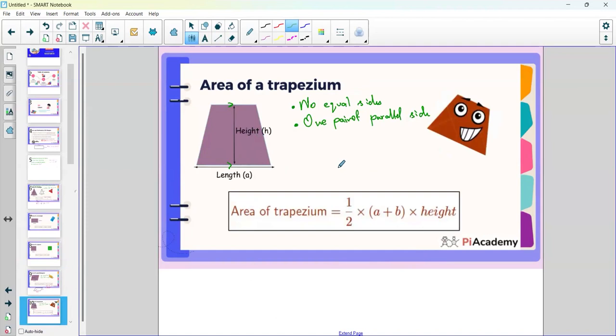So just like the formula for a triangle, which is half times base times height, over here in a trapezium, the base is this length plus this length, which is B.